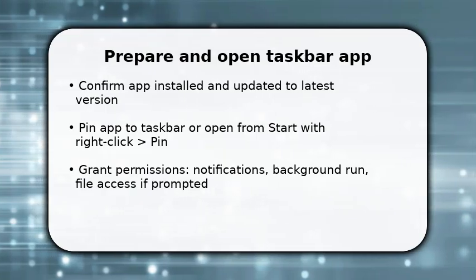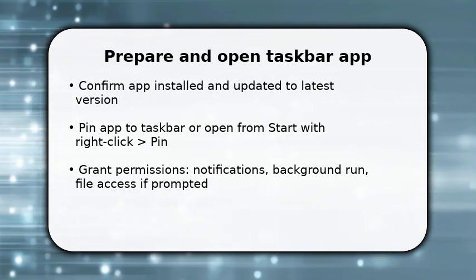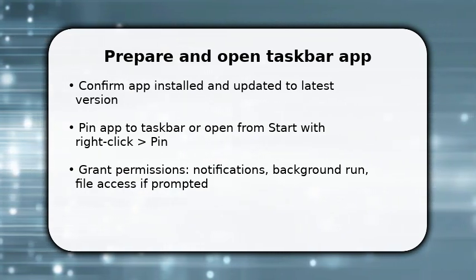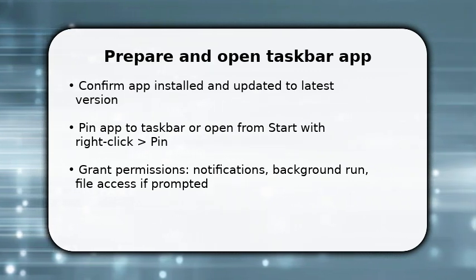You start by ensuring the app is installed and updated. This prevents version conflicts. Open it now and pin to the taskbar so launch is one click. If the app asks for permissions, grant only what it needs: background run for alerts, file access for saves.